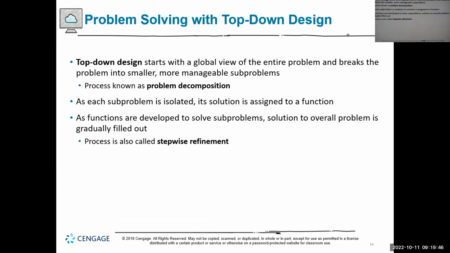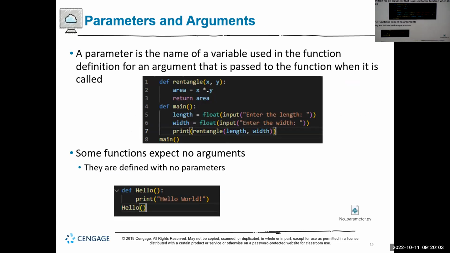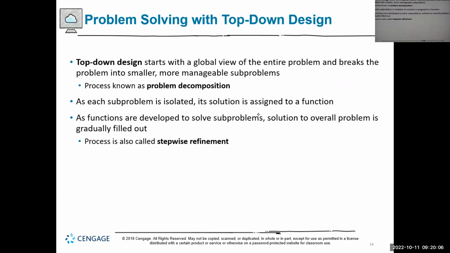Okay, now the problem solving with top-down design. Top-down design starts with the global view. You can think you have a complex program for the entire problem, and you want to break it down into smaller, more manageable sub-problems. It's known as problem decomposition here. Decomposition means you break it down from the complex one into multiple smaller ones. Each of the sub-problems is isolated, each solution is assigned to a function, and the function is developed to solve the problem. The solution to our problem is the one we figured out here.